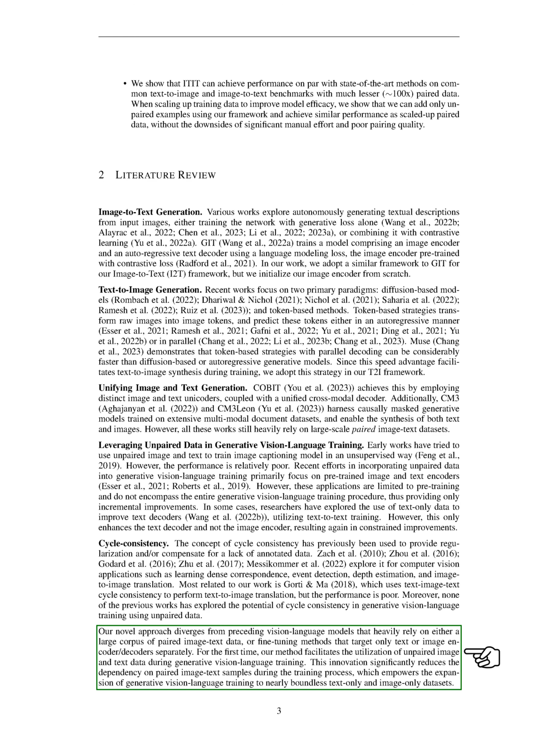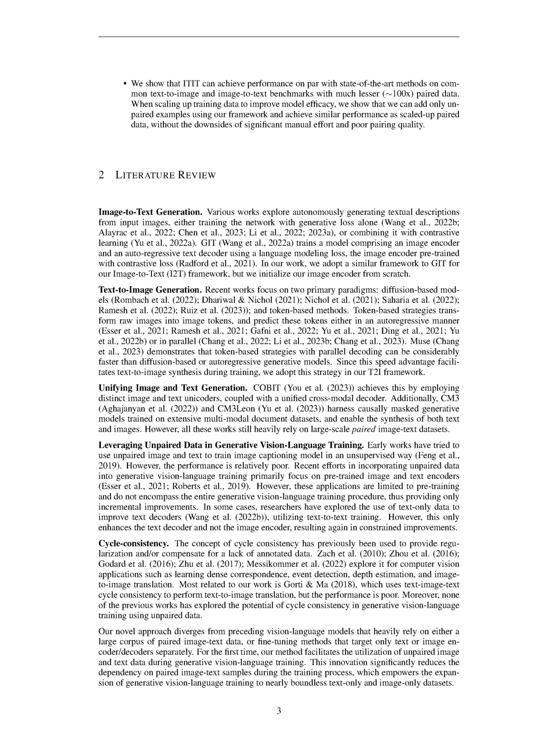For the first time, our method facilitates the utilization of unpaired image and text data during generative vision language training. This innovation significantly reduces the dependency on paired image-text samples during the training process, which empowers the expansion of generative vision language training to nearly boundless text-only and image-only datasets.